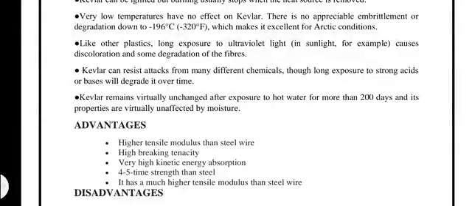Very low temperatures have no effect on Kevlar. There is no appreciable embrittlement or degradation down to minus 196 degrees Celsius, which makes it excellent for Arctic conditions. Like other plastics, long exposure to ultraviolet light causes discoloration and some degradation of the fiber. Kevlar can resist attacks from many different chemicals, though long exposure to strong acid or base will degrade it over time.